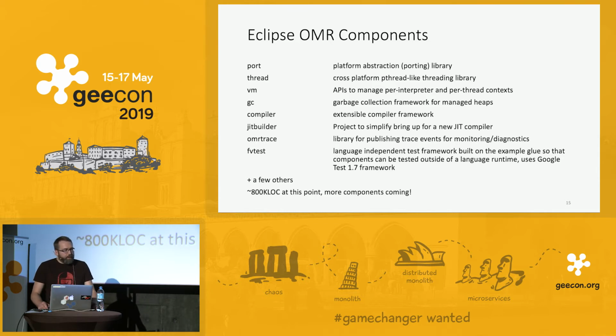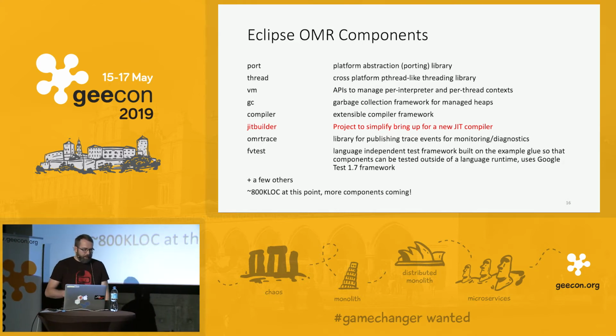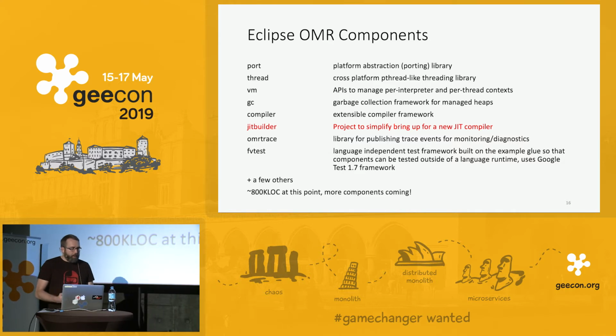And then there's a garbage collection component, which provides you the ability to use a highly scalable GC in any runtime that you want to plug it into. And then there's the compiler framework and the JitBuilder framework, which is an easy-to-use API built on top of the compiler technology, which we'll be talking about a lot today. And of course, there's trace for high event tracing in your runtime, and a good test framework if you want to add improvements or build on this for your own runtime that consumes OMR.